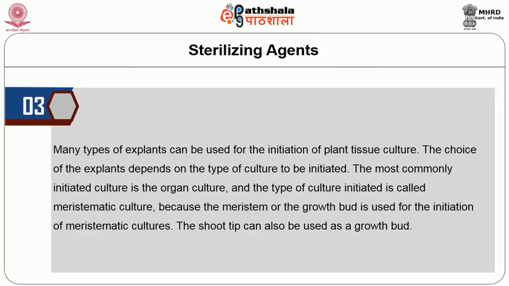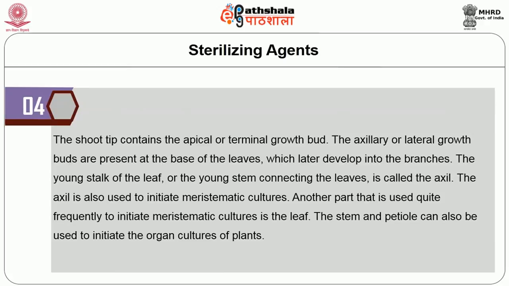The choice of the explants depends on the type of the culture to be initiated. The most commonly initiated culture is the organ culture, and the type of culture initiated is called a meristematic culture because the meristem or the growth bud is used for initiation of these cultures. The shoot tip can also be used as a growth bud. The shoot tip contains the apical or terminal growth bud.